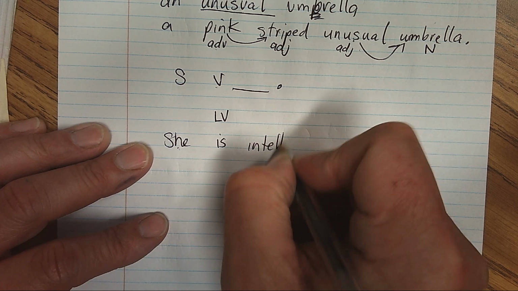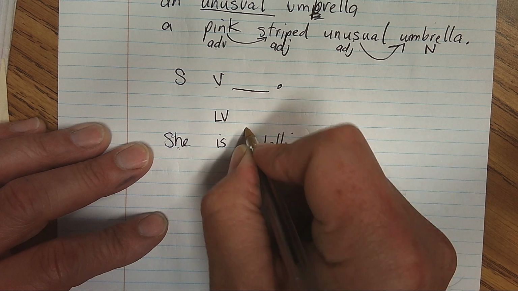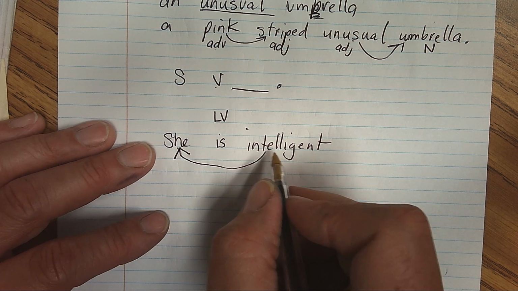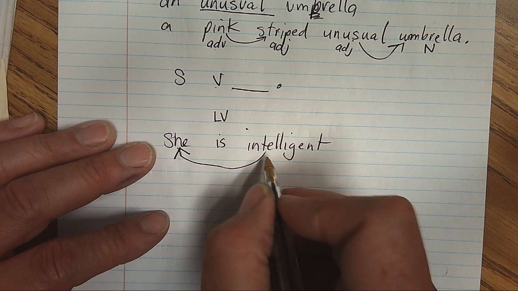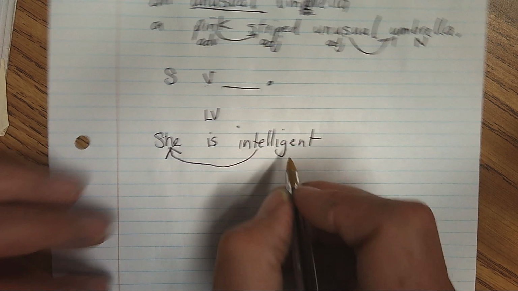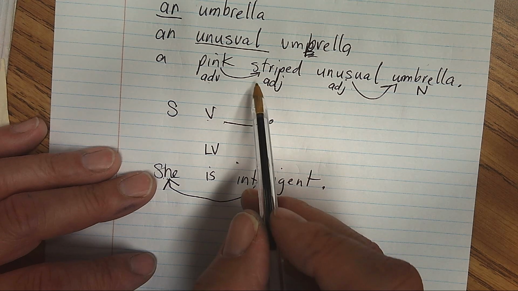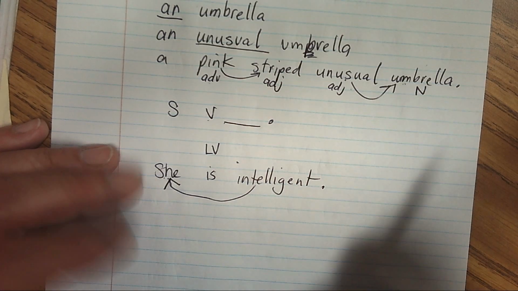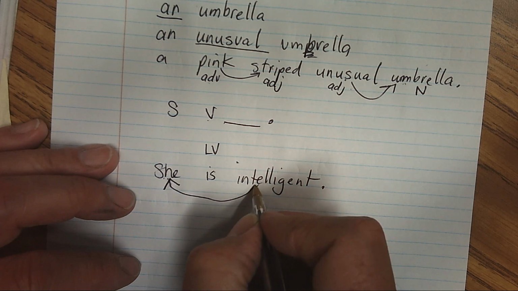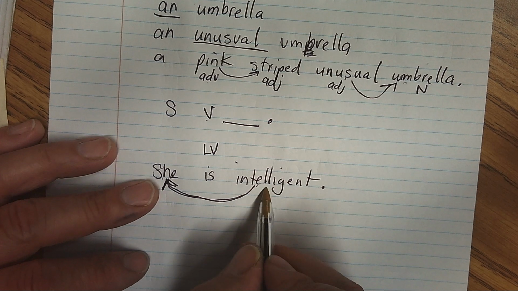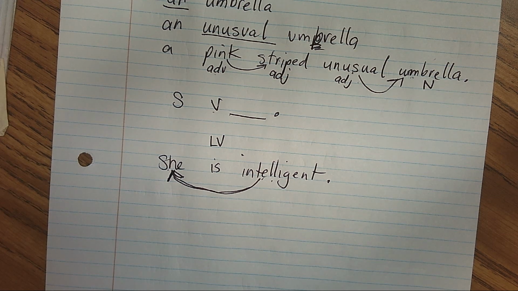intelligent, that's a word that describes her. It doesn't say what she is exactly, it says what she's like. So it describes her. So sometimes you have adjectives that are not right before the words they modify, like this, for example. Sometimes if you have a linking verb, it links the subject to something in the predicate that identifies or describes it. So, all right.